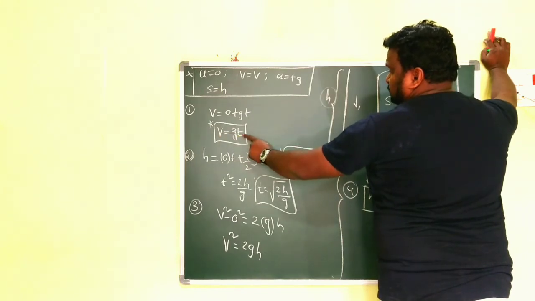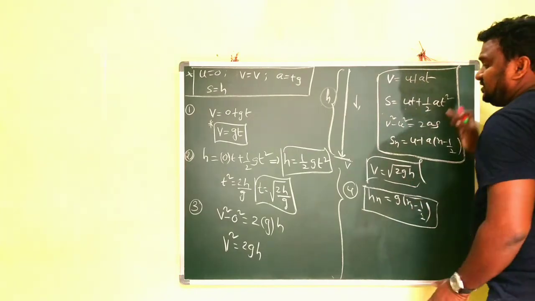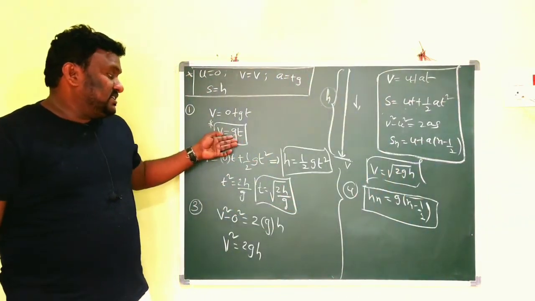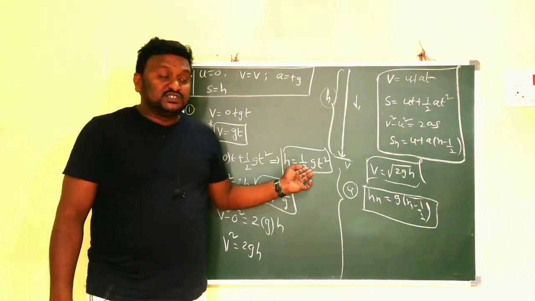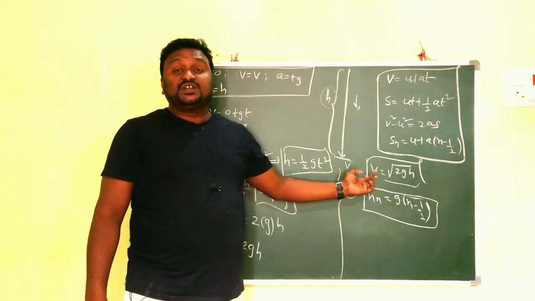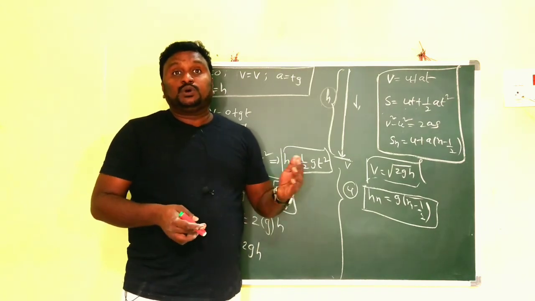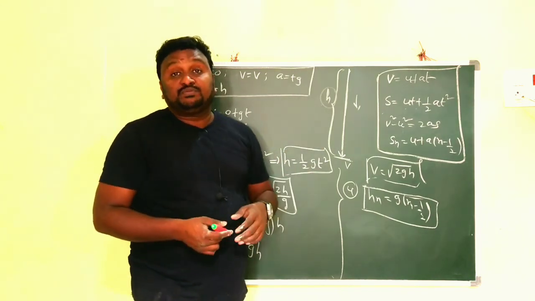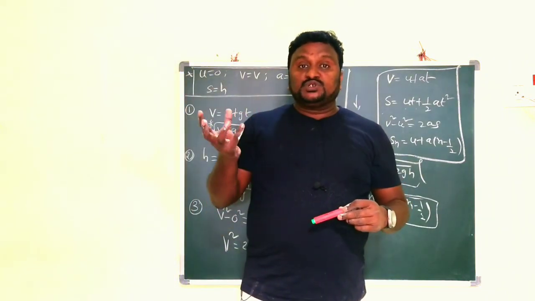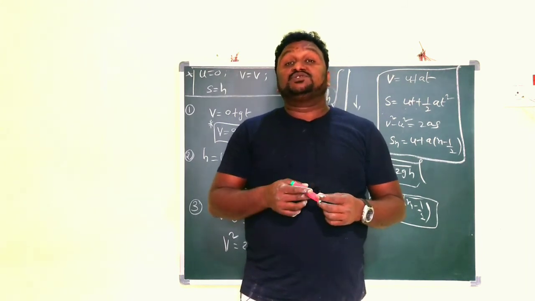When we substitute these values in the equations, we get the equations of motion like this. The first is v is equal to gt, the second is h is equal to half gt square, the third is v square is equal to 2gh, or v is equal to under root of 2gh, and hn is equal to g into n minus half. We can use these equations of motion in case of a freely falling body, and for different situations of problems.